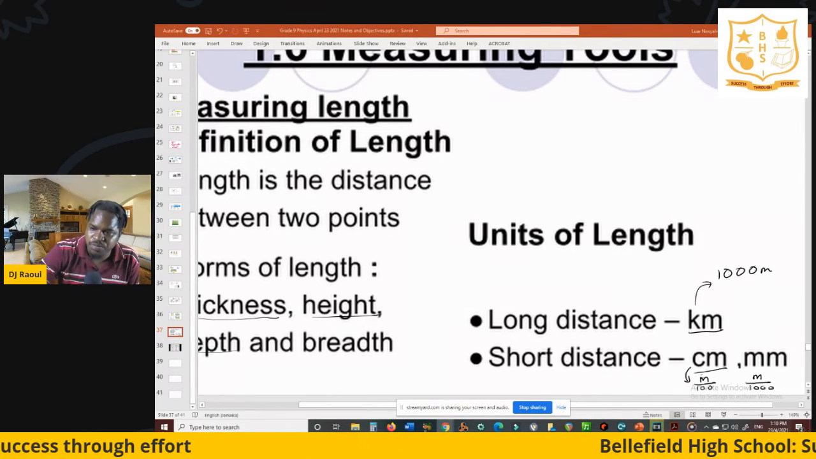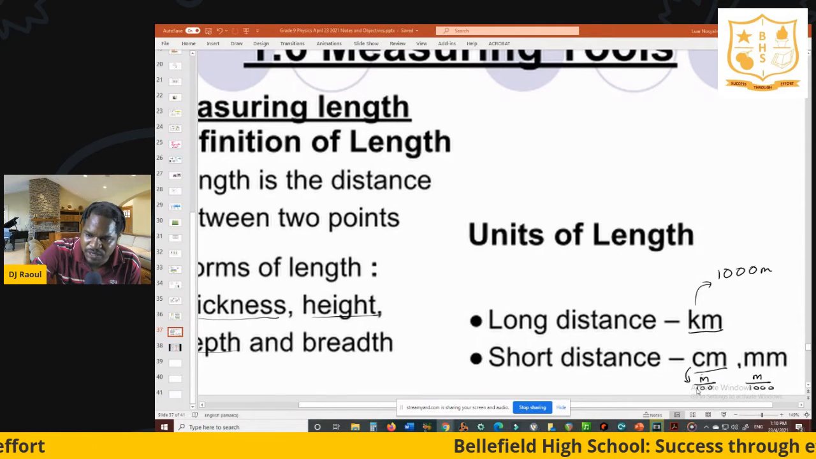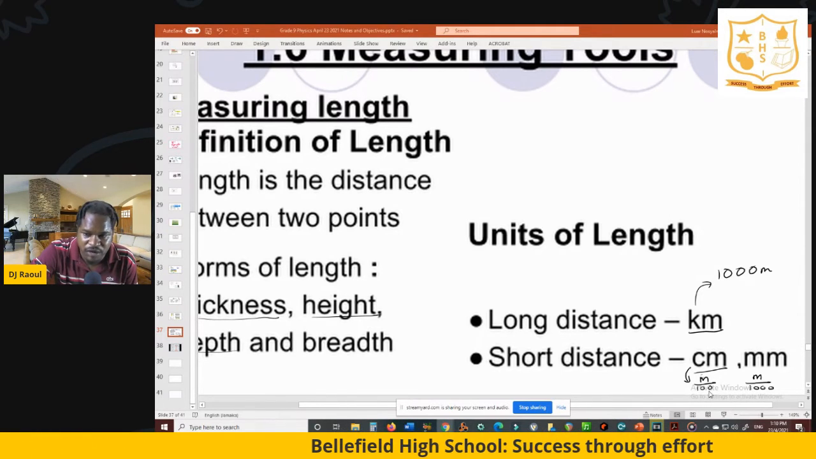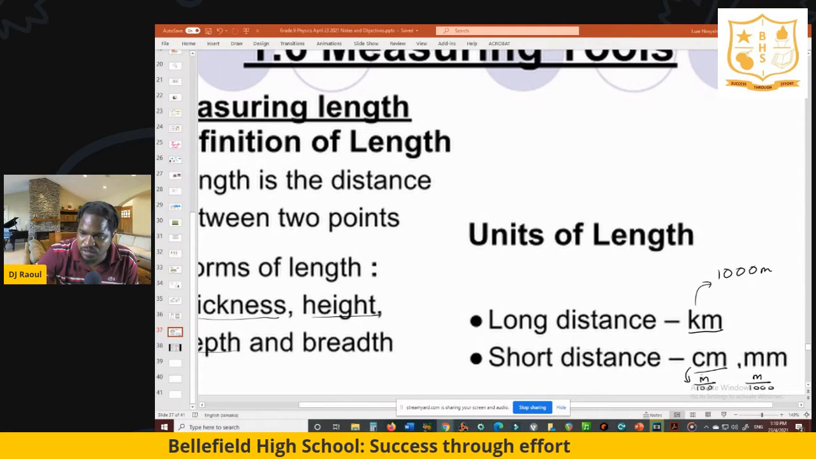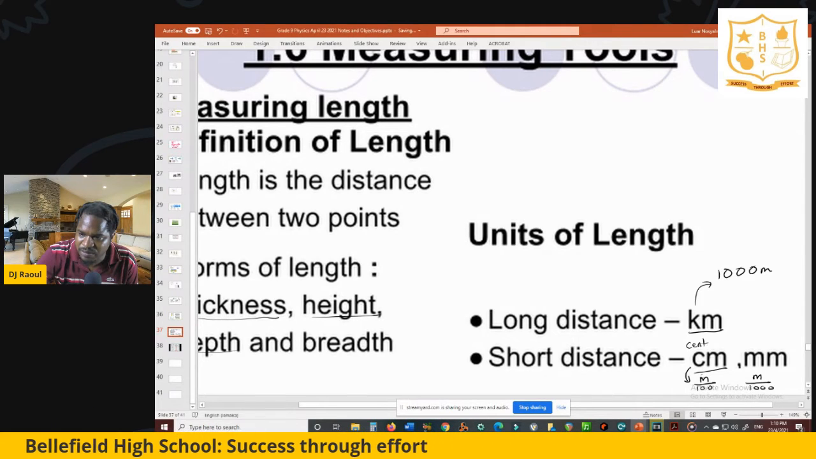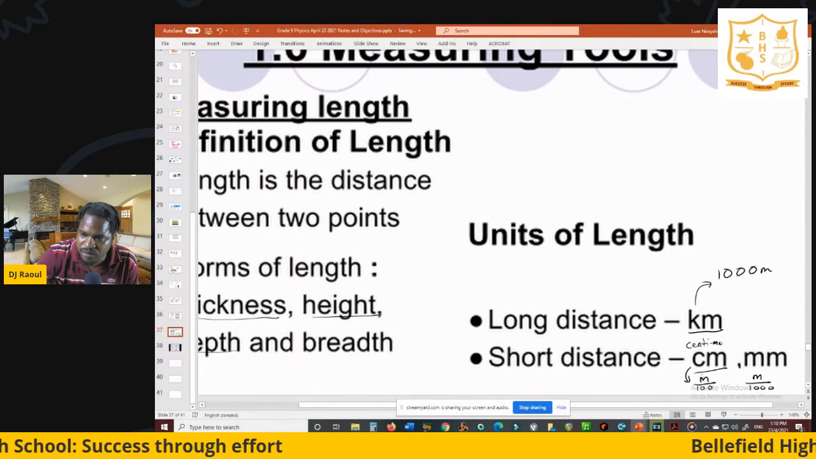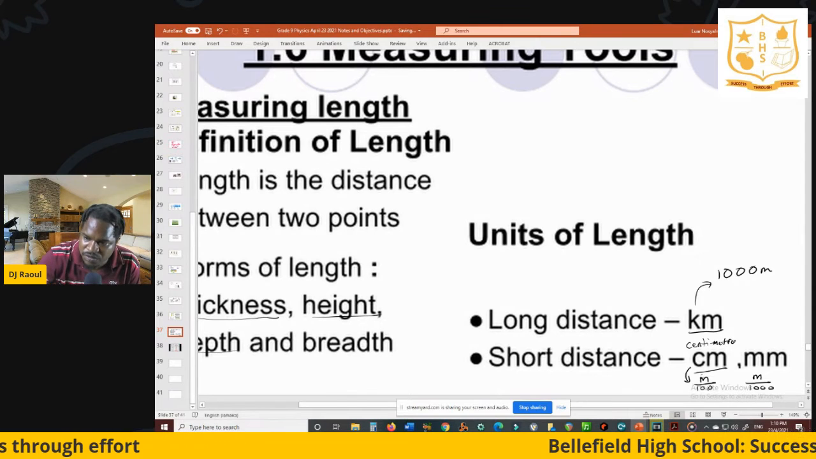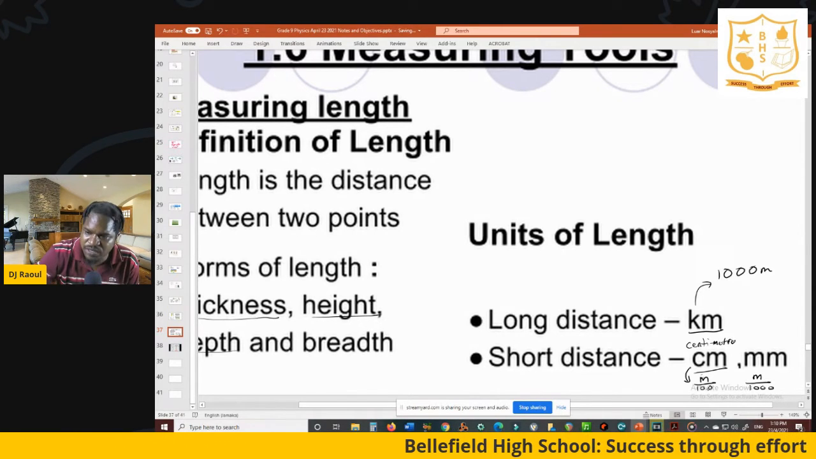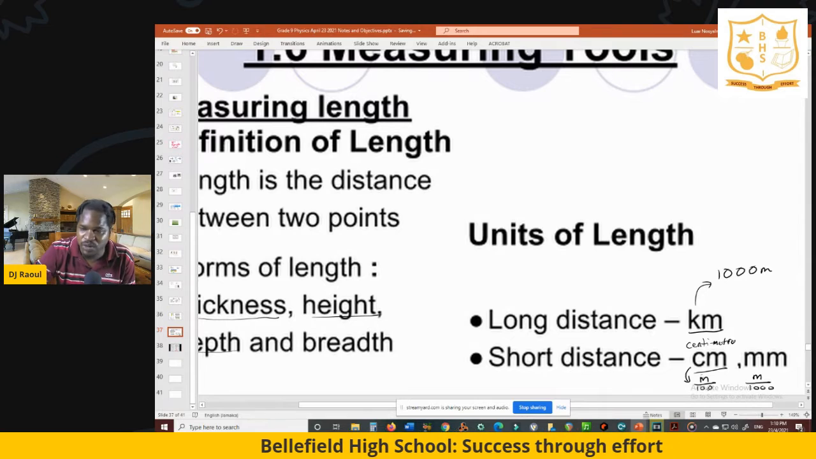All right, so when you divide 1 meter into 100 parts, we call it a centimeter. And I'm going to write that on the screen. That's a centimeter. And then, of course, when 1 meter is divided into 1,000 parts, we get what we call a millimeter.